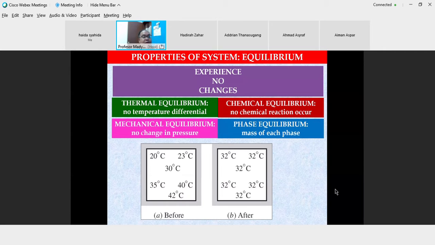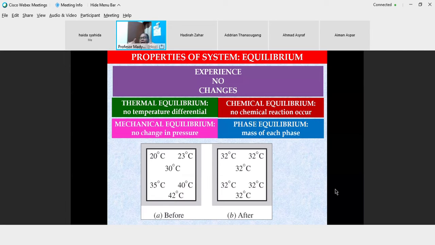Okay, so it's the same with phase. Phase equilibrium, the mass of each phase. So from phase 1 to phase 2. Okay, so when we say phase later on, phase can be from phase 1 to phase 2. If phase 1, we call it state 1. Phase 2, we call it state 2.